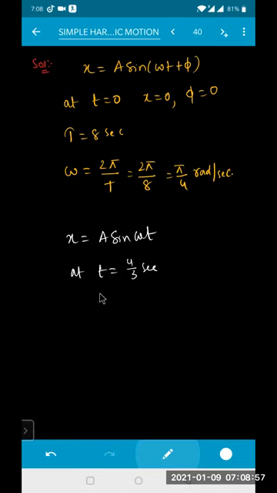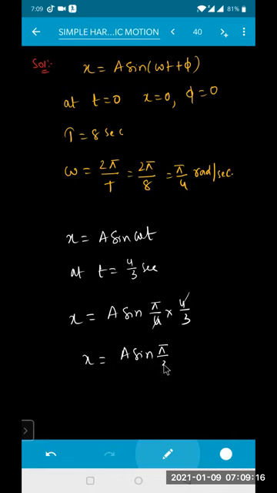So at t equals 4/3 seconds, what is the x value? x equals a into sine, omega value we got is pi by 4, into t. T value is 4/3. So this one and this one will get cancelled. So x equals a into sine pi by 3. Sine pi by 3 is nothing but equal to how much?